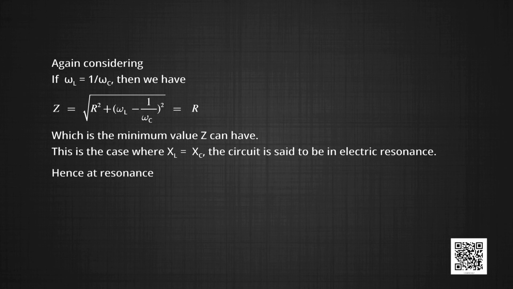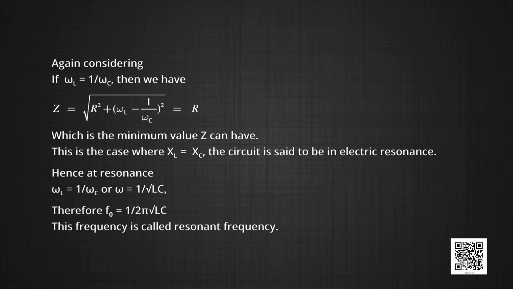Hence, at resonance, omega L is equal to 1 upon omega C, or omega is equal to 1 upon the square root of LC. Therefore, the frequency f is equal to 1 upon 2 pi times the square root of LC. This frequency is called the resonance frequency.